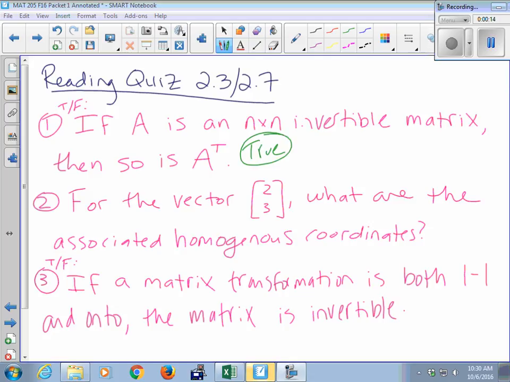For the vector 2, 3, what are the associated homogeneous coordinates? 2, 3, 1. You just throw ones on there. We'll talk about it when we get there. This is like a computer graphics thing.